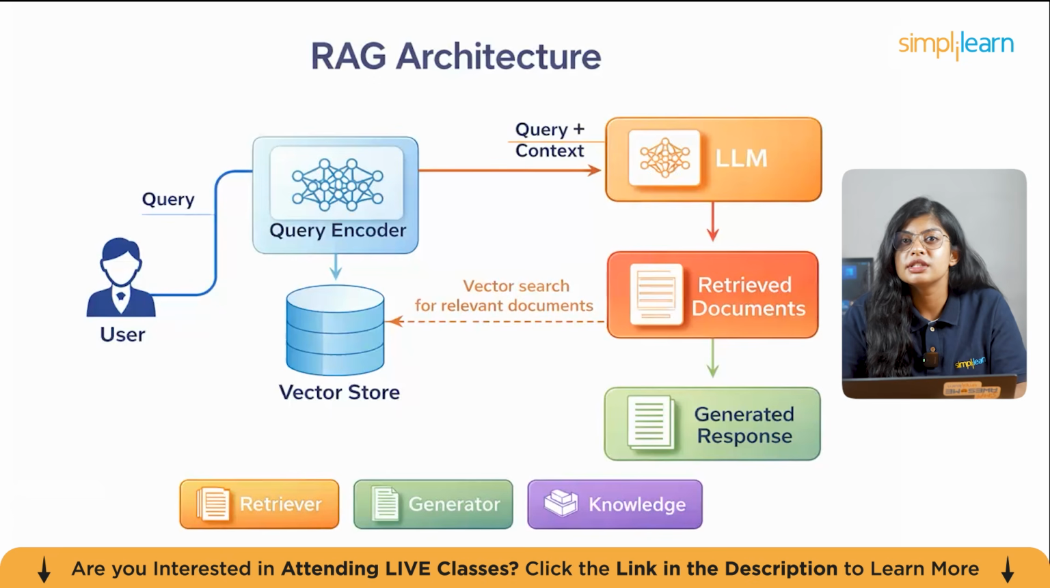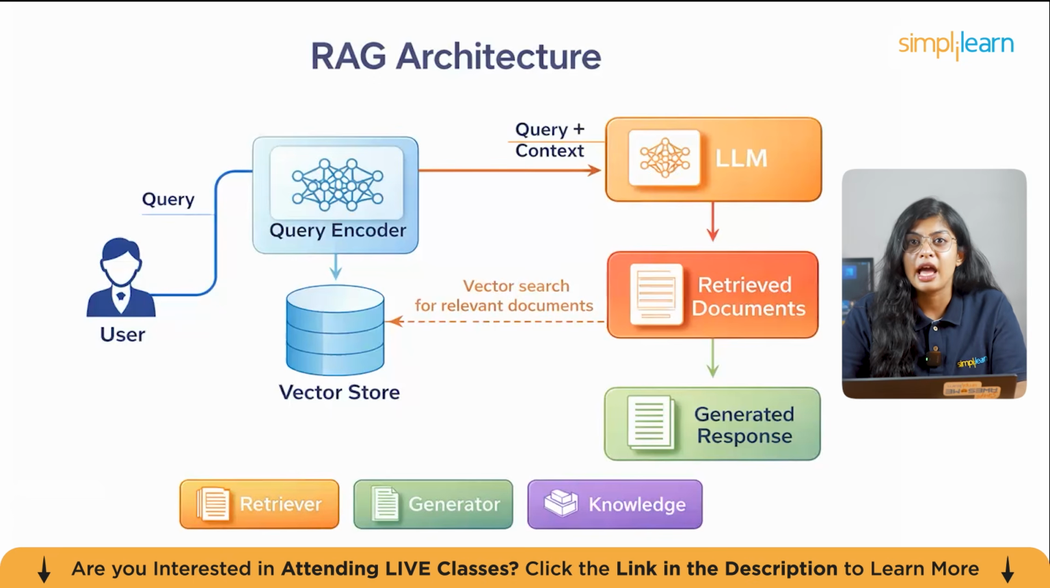Now comes a very important step, which is vector search. Instead of searching by keywords, the system compares the meaning of the user's question with the meaning of the stored documents. This allows the system to find information that is relevant even if the exact words do not match. The result of this search is what we see here, which is the retrieved documents. These are the most relevant pieces of information that the system believes can help answer the user's question. The entire process from encoding the query to retrieving documents is called the retriever part of the RAG.